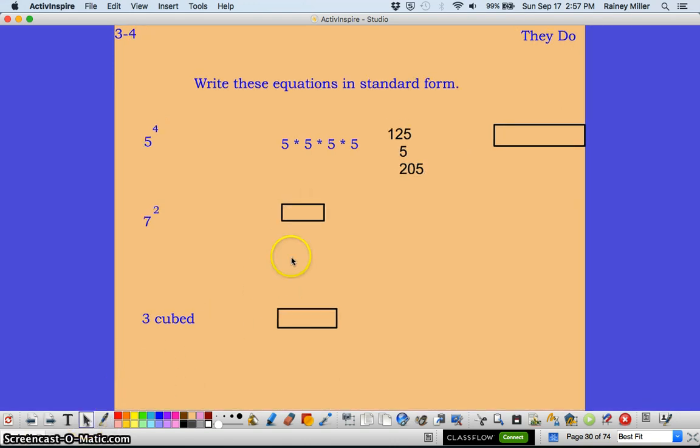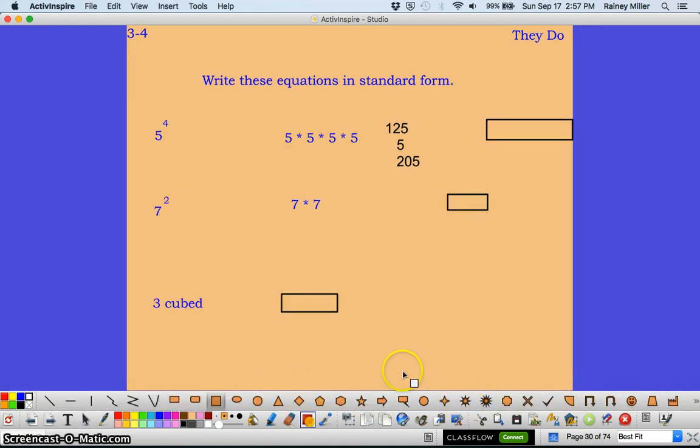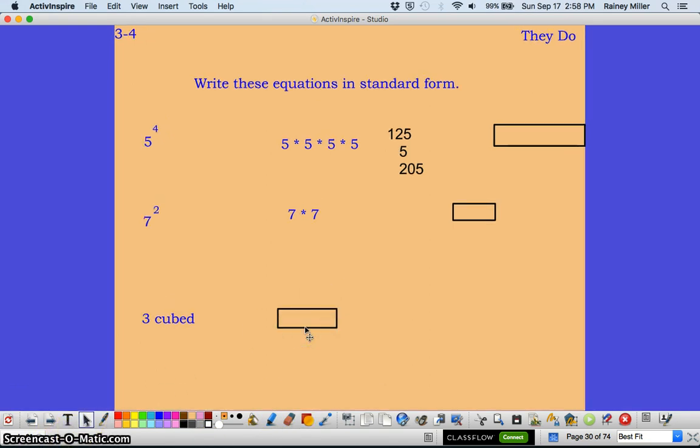This next one is 7 to the 2nd power. So it just would be 7 times 7. Then this next one is 3 cubed. Now, whenever we talk about a cube, we're talking about something that's three-dimensional. Okay, I don't have a cube here apparently. It's three-dimensional. Squared is two-dimensional because squares are two-dimensional. Cubed is three-dimensional. So that's going to be 3 three times. So 3 times 3 is 9, times 3 is 27. So your answer to this one should have been 27.